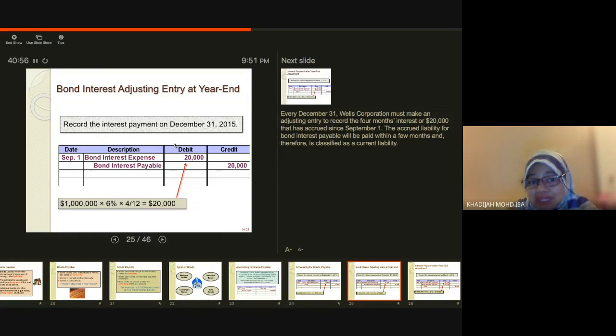It becomes a liability. So it becomes bond interest payable. So they are going to pay that later. It says that every December, the corporation must make an adjusting entry to record the 4 months interest that has accrued since September. The accrued liability for bond interest payable will be paid within a few months.